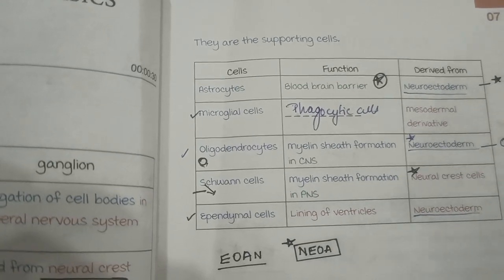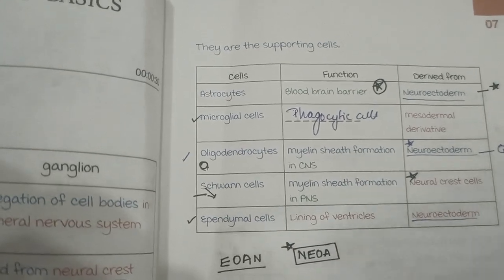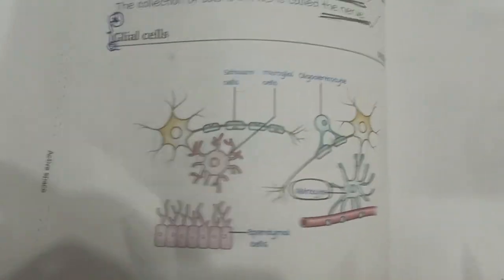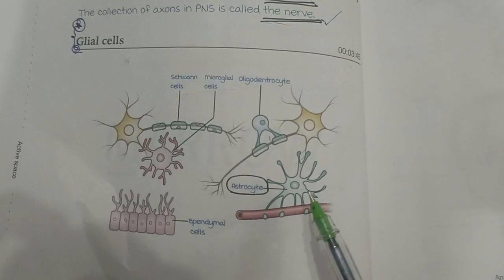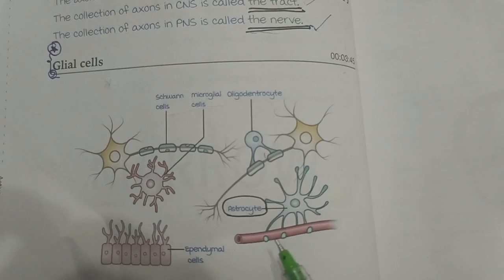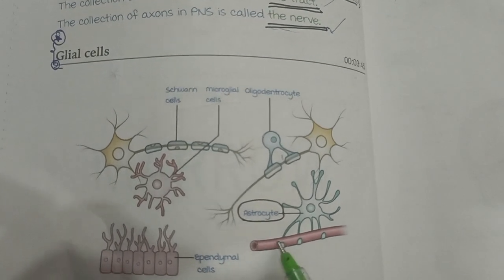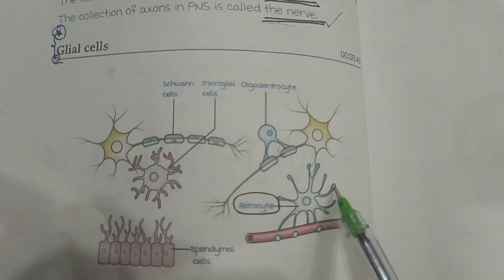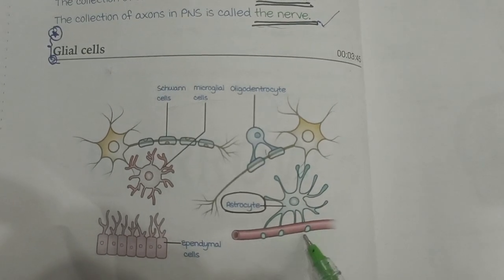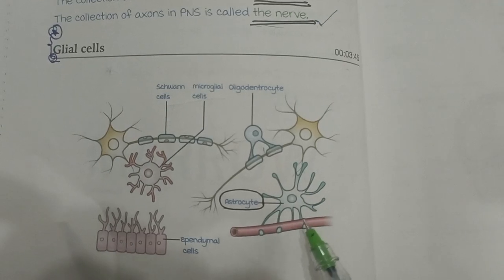Now what is the use of astrocytes? The function is the blood brain barrier. If you look at this diagram, this is a star shape, and this star shape is an astrocyte which is bound to the blood vessels. We'll be discussing the blood brain barrier in a further session, but remember that the function of the astrocyte is to maintain the blood brain barrier.